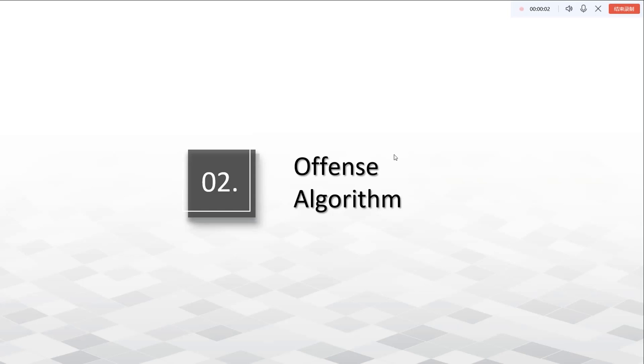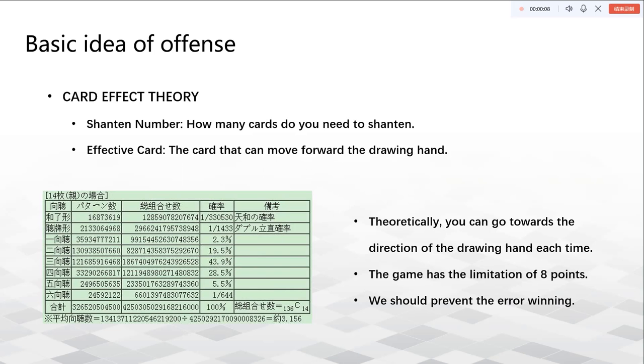Then we'll talk about the offense algorithm. This part includes the basic idea and optimization. Our offense strategy is based on the card effect theory. There are 2 important concepts in this theory: shanten number and the effective card. Shanten number is the number of cards you need to change to reach a ready hand. An effective card is a card that can move your hand forward toward a ready hand.